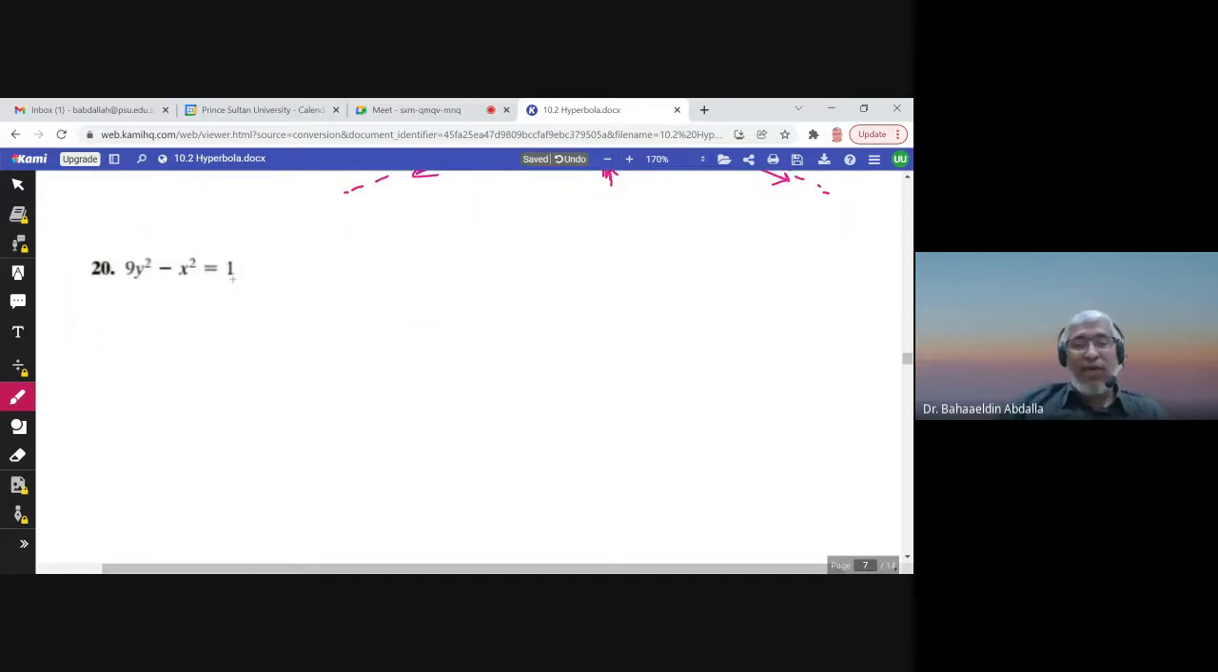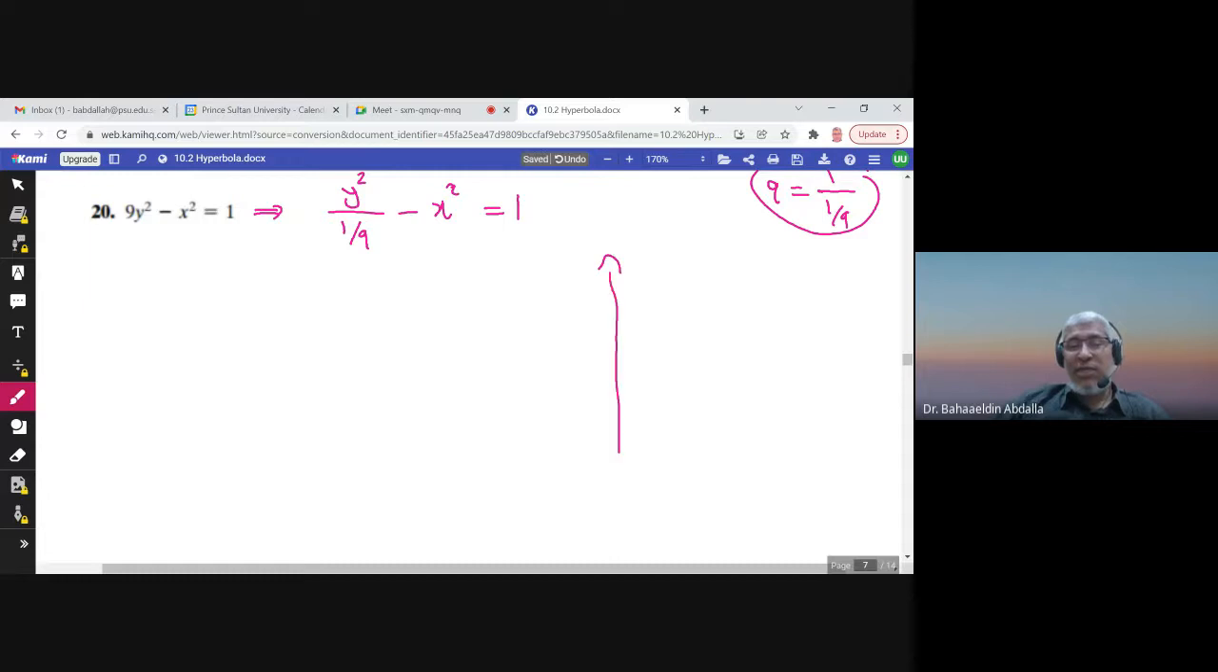Well, I have 1 here, but this is 9. I should write it in the standard form. How? y squared over 9, I write it as y squared over 1 over 9. Remember, 9 y squared is y squared over 1 over 9, minus x squared equals 1. What is the center? 0, 0. 1 over 3 units up, if this is 1 and this is negative 1, and 1 over 3 units down. 1 unit right and 1 unit left.